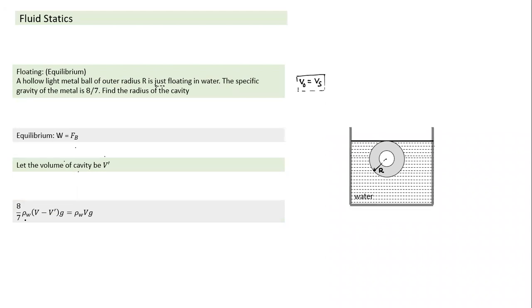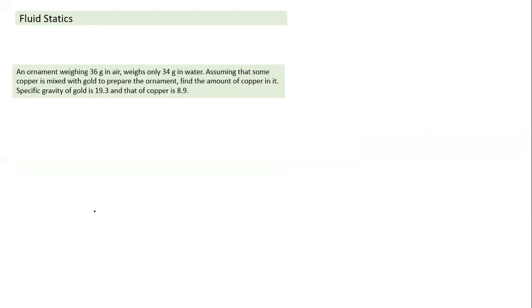So what is weight equal to? Weight is only because of weight of the metal. So weight will be equal to density of the metal into volume of the metal into G. Volume of metal is V minus V dash. And that will be equal to rho W, same V, because volume submerged. What is V here? This is volume submerged or volume displaced. Since the entire ball is floating, we can write V. And from here we can easily find V dash, and we can find the radius also.